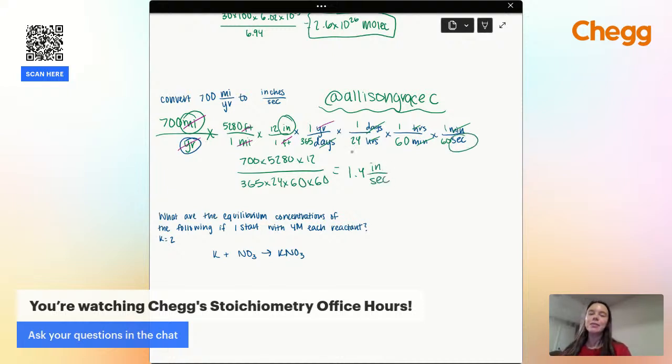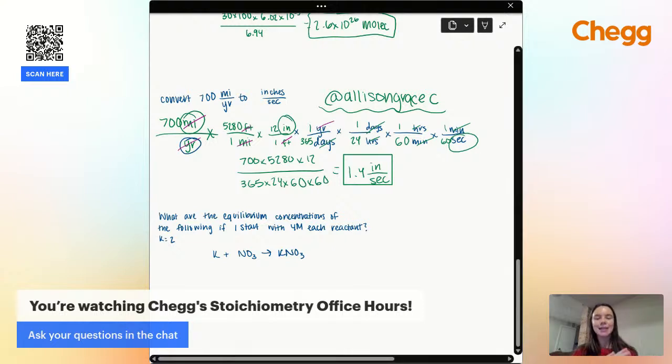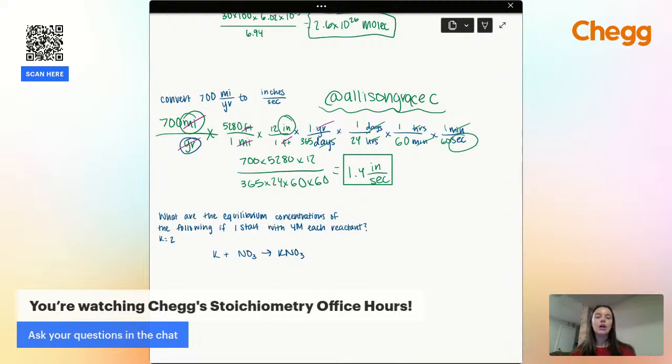So that's pretty cool. Maybe that's how far a turtle is traveling or something. I don't know if turtles travel that fast, but that's our value, 1.4 inches per second. Hopefully that makes sense. Again, if you're confused about any of the conversions I did, I encourage you to type that in the chat.